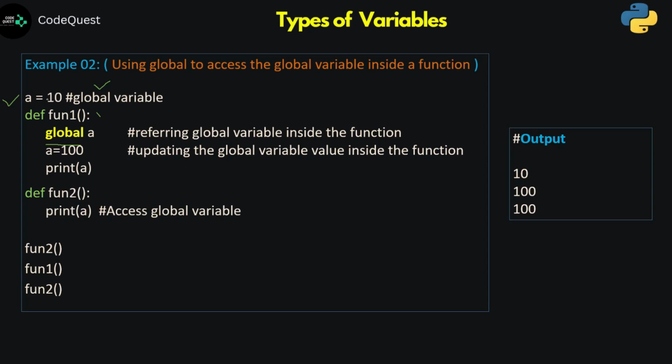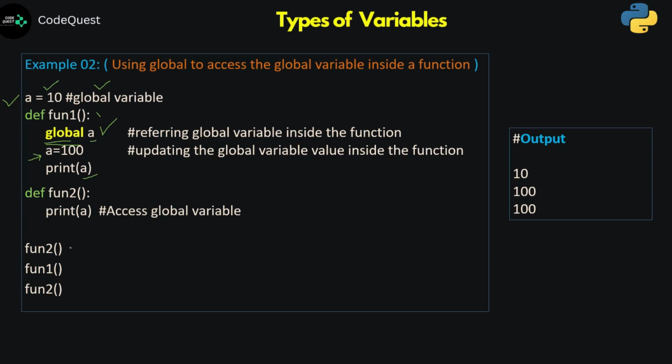Now this a, the 10, which is the value of the global variable, I want to access and make some modifications. So for that, I'm writing global followed by a. The meaning of this is we are trying to refer to the global variable inside this function fun1. Now when I assign a equal to 100, it is actually modifying the global variable value which was earlier 10. So when I print this, I'm going to get 100.